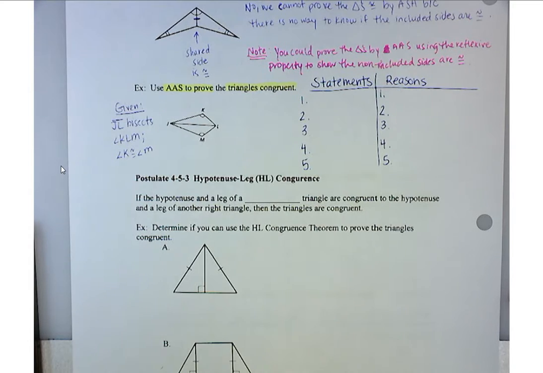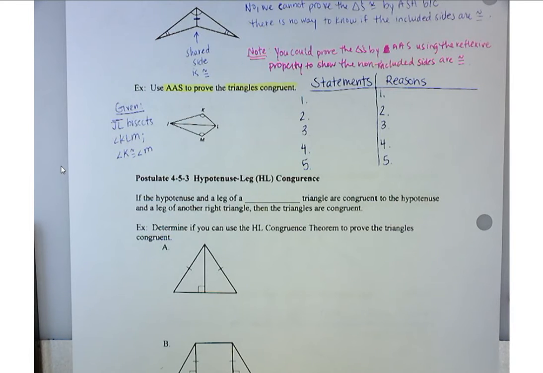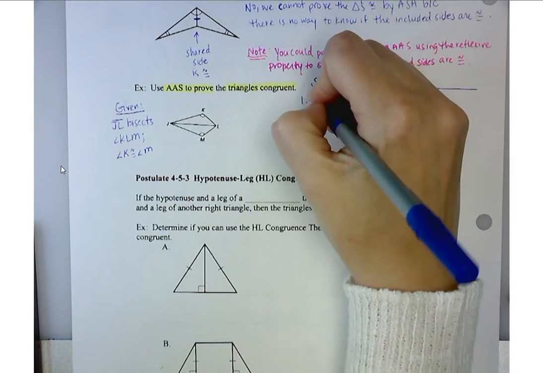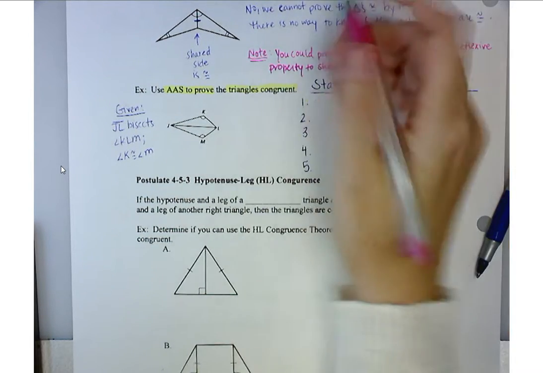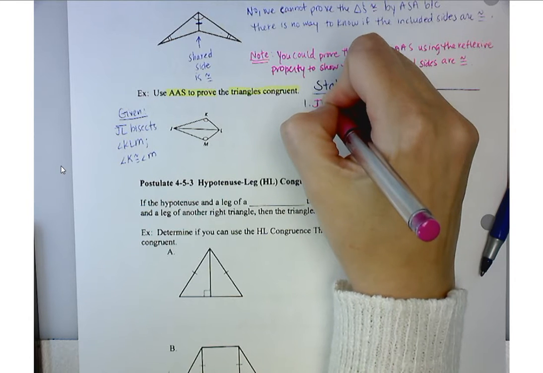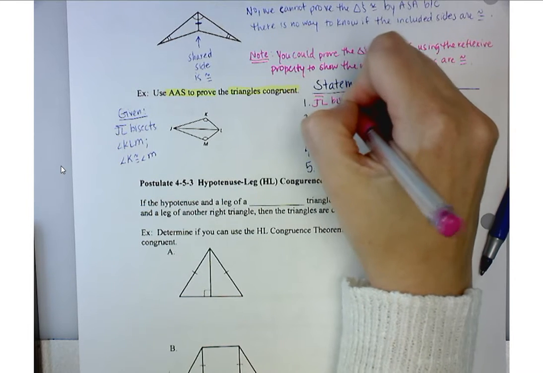Some of us fared okay with this. So there was kind of a mix of different ones. There were a couple people who wrote down the correct first step and the correct second step. Griffin, can you just tell me what you started with and how that led you into your next step? Segment JL bisects angle KLM. Okay, so we'll start with that, and then how did that lead you to your next step? The next step would be definition of angle bisector.